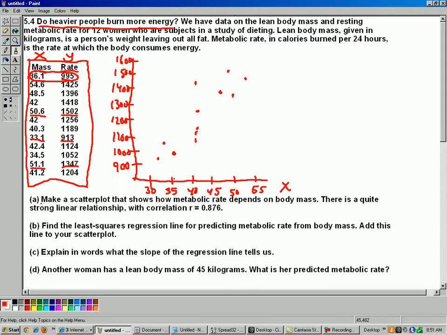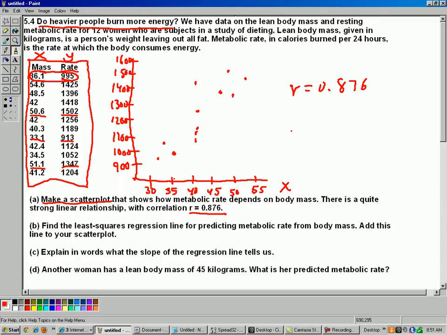So part A, make a scatter plot. Okay, we did that. Great. That shows how the metabolic rate depends on body mass. There is quite a strong linear relationship, as we can see from the scatter plot, with correlation R equals 0.876. Okay, thank you, Mr. Moore, for doing that calculation for us. So let's just copy that up here. R equals 0.876.